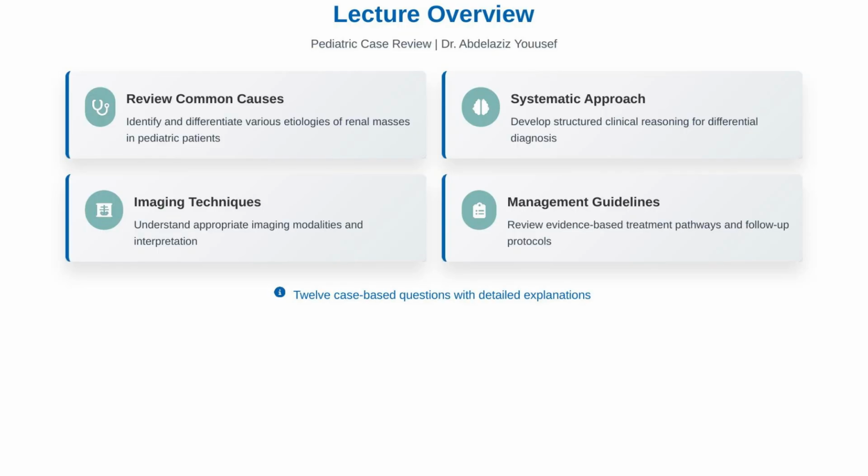This lecture is designed to provide pediatric residents with a comprehensive understanding of renal masses in children. We will cover the most common causes including Wilms tumor, neuroblastoma, renal cysts, hydronephrosis, and multicystic dysplastic kidney. Our systematic approach will help you develop clinical reasoning skills for accurate diagnosis. We will explore appropriate imaging techniques and their interpretation, followed by evidence-based management guidelines. Each case-based question will simulate real clinical scenarios to enhance your diagnostic and therapeutic decision-making abilities.